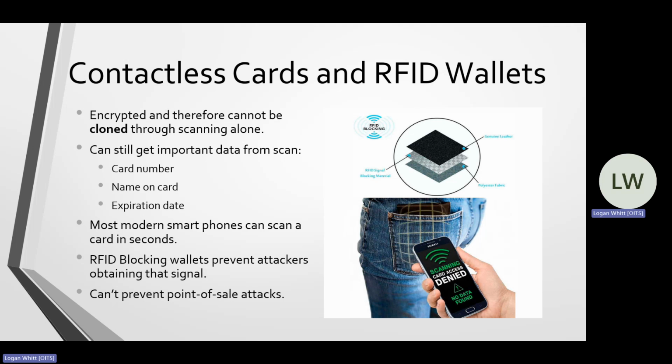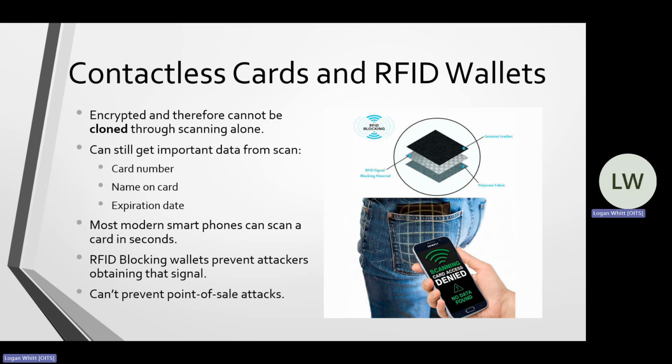Firstly, because of the way contactless cards work through RFID, almost any modern smartphone can interact with them. And through this interaction, they can potentially get the card number, the name on the card, and the expiration date within seconds of close proximity. And that is enough, at least at some websites, to make online purchases.